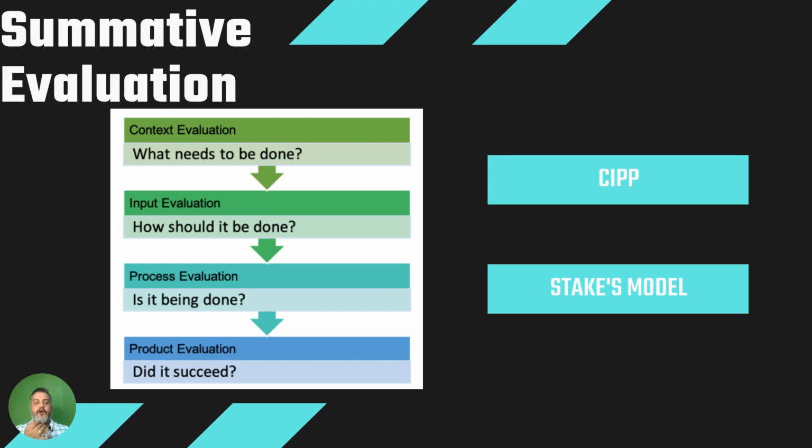First, what needs to be done? Second, how should it be done? Third, is it being done? Fourth, did it succeed? The most important one. So this is what the summative evaluation is all about. And now let's have a look at the CIPP model and the Stake model on the next slide.